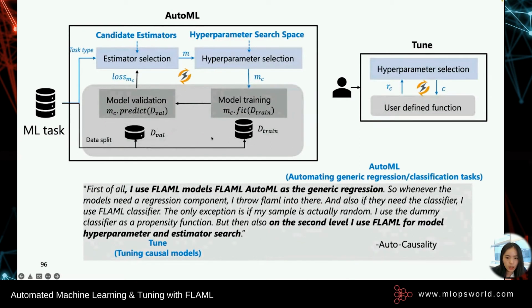Since AutoML is built on top of Tune, both of them are fast and lightweight because of our efficient hyperparameter optimization algorithm. Finally, I would like to share a user feedback from AutoCausality, which is an open source library for automated causal inference models estimation and selection. It is using FLAML's AutoML API to do generic regression and classification tasks, and using the Tune API to do estimator and hyperparameter selection on causal models. This is a very typical example where these two APIs can be very helpful.